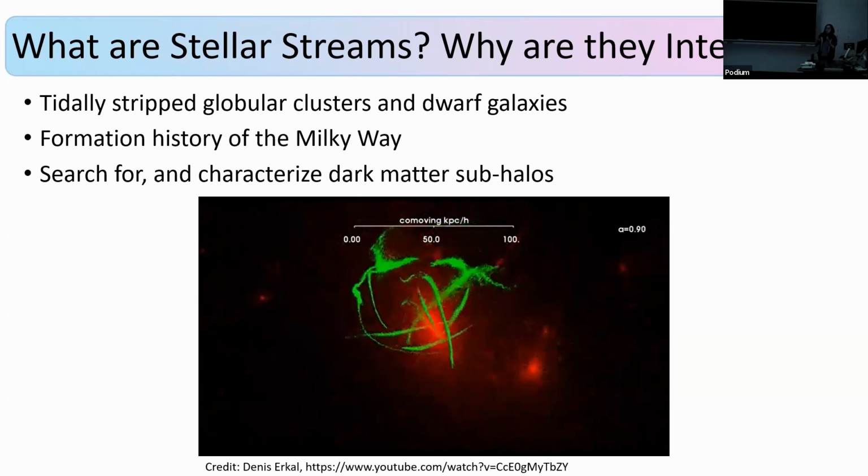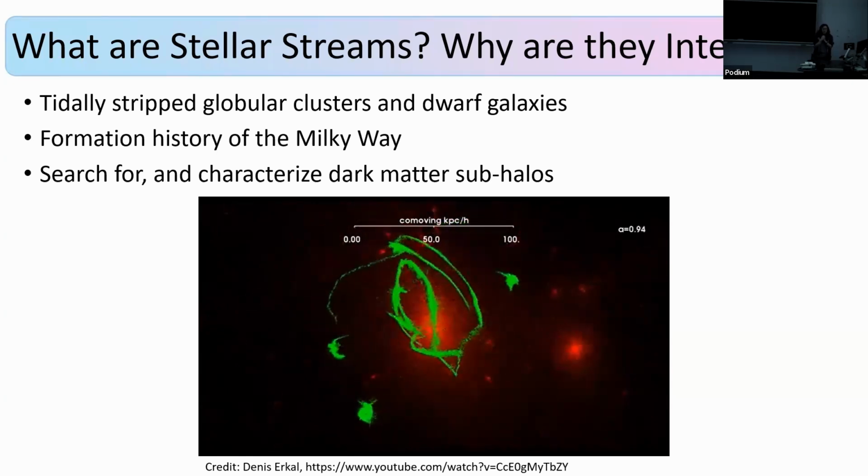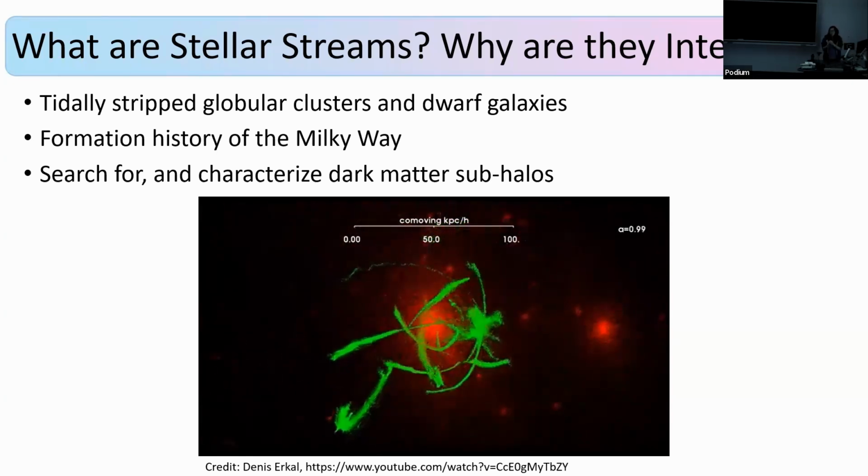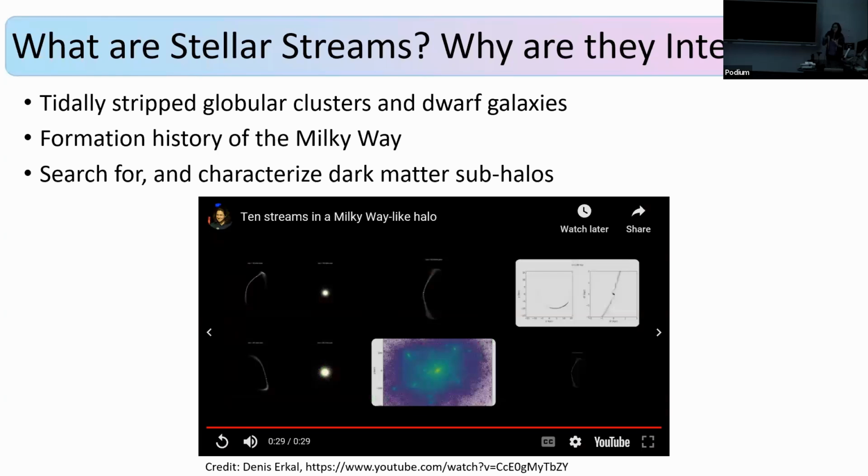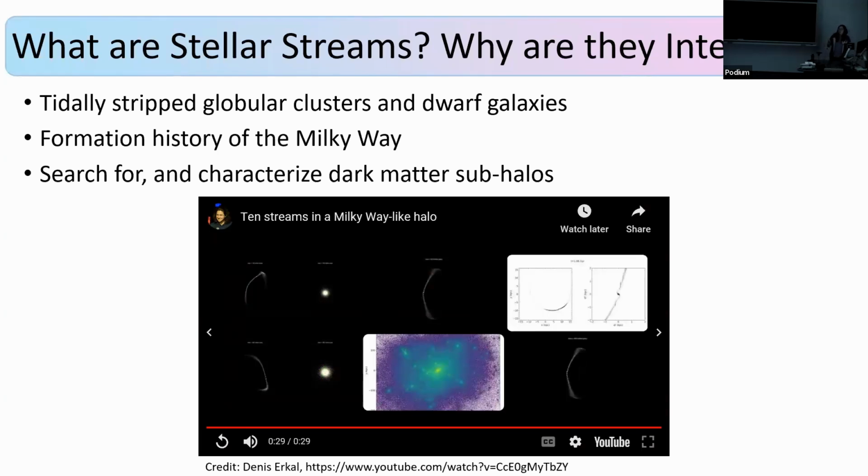It's because they tell us about the formation history of the Milky Way. They tell us about the accretion events that happened, all of the mass that's been absorbed, and also the mass distribution within the Milky Way. And in particular, what's really interesting is the fact that we can look for things like dark matter subhalos.